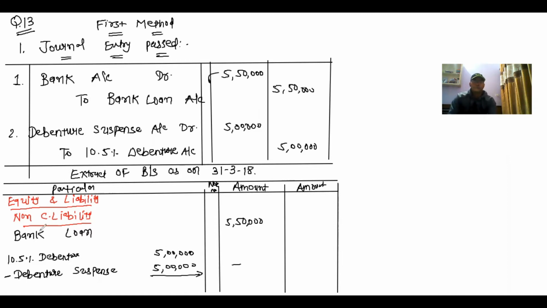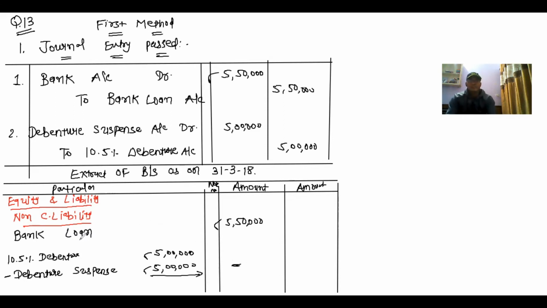Okay, so simply under the non-current liability, it is a long-term borrowing, that is bank loan, which is obtained from the bank for 5,50,000. So first of all, loan amount, that is 5,50,000, and second one, 10.5% debenture, that is for 5 lakh, and this debenture is issued, but it is not with the company, it is issued and directly given to the bank. So debenture suspense account 5 lakh is deducted. So overall, no debenture with the company.